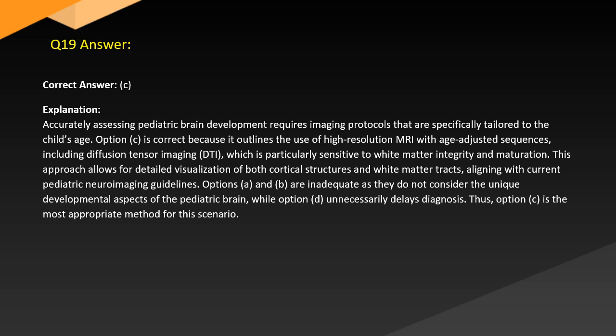Answer. Correct answer: C. Explanation. Accurately assessing pediatric brain development requires imaging protocols that are specifically tailored to the child's age. Option C is correct because it outlines the use of high-resolution MRI with age-adjusted sequences including diffusion tensor imaging (DTI), which is particularly sensitive to white matter integrity and maturation. This approach allows for detailed visualization of both cortical structures and white matter tracts, aligning with current pediatric neuroimaging guidelines.